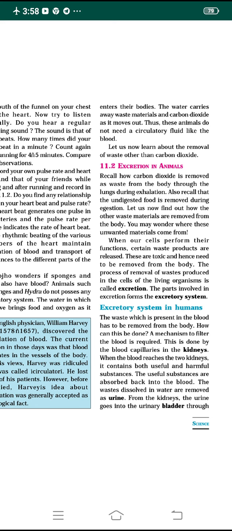In the next class, let us learn about the removal of waste. Other than carbon dioxide, there are some other wastes which are produced in our body. Let us understand what those are in the next class.